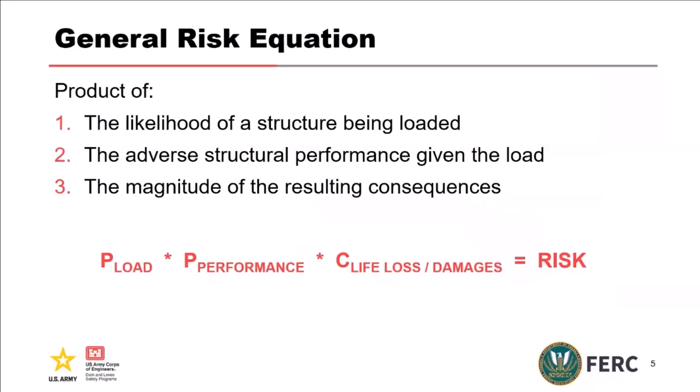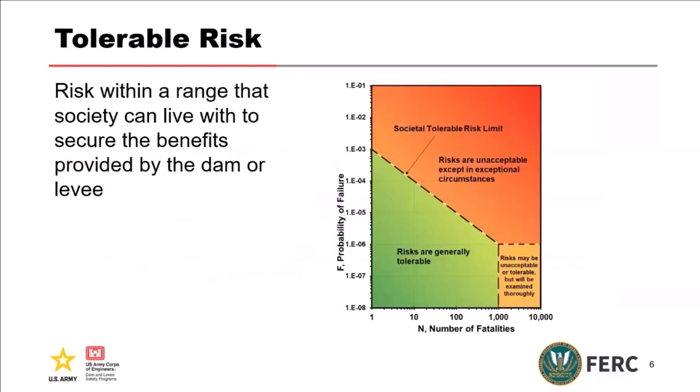Okay, so when we boil those risk estimates down, we try to communicate them on a matrix. This is sometimes referred to as an FN chart or a life safety matrix. So here on the x-axis, we have life loss. That's how we primarily base our decision-making. But there can also be economic damages here too. And then here on the y-axis is the probability of failure. So that's the product of the likelihood of the flood or the earthquake occurring and the structural performance. So how likely is it to fail versus what are the consequences of it failing? And so when we do a risk assessment, we get a point on this graph, over here, over here, over here.